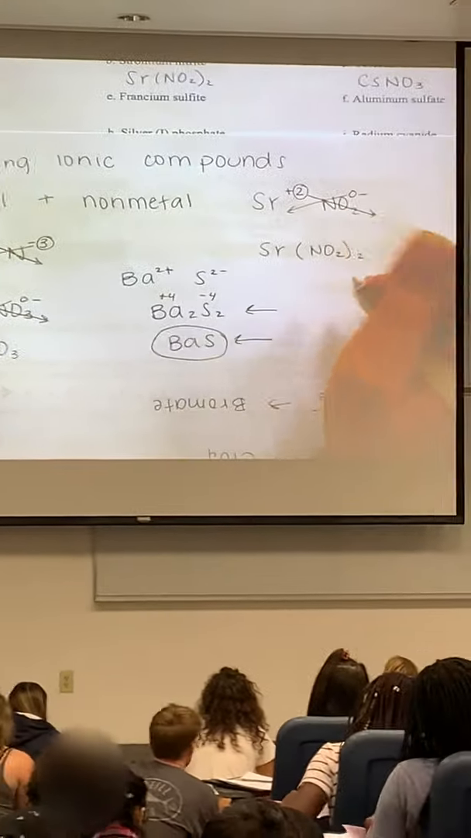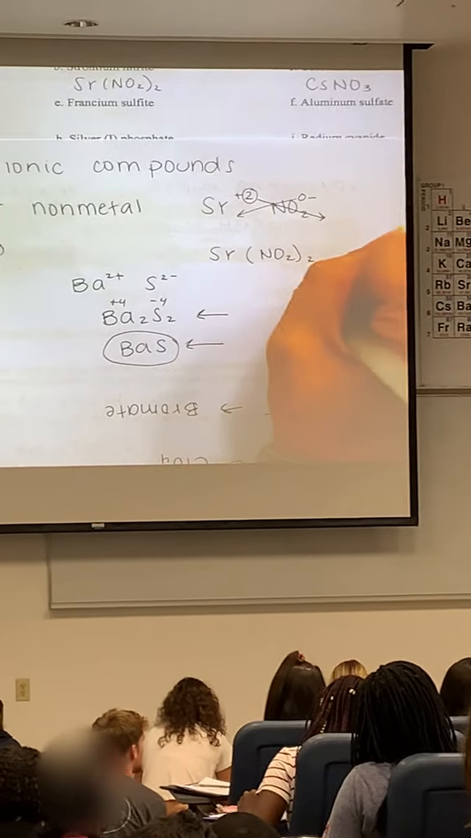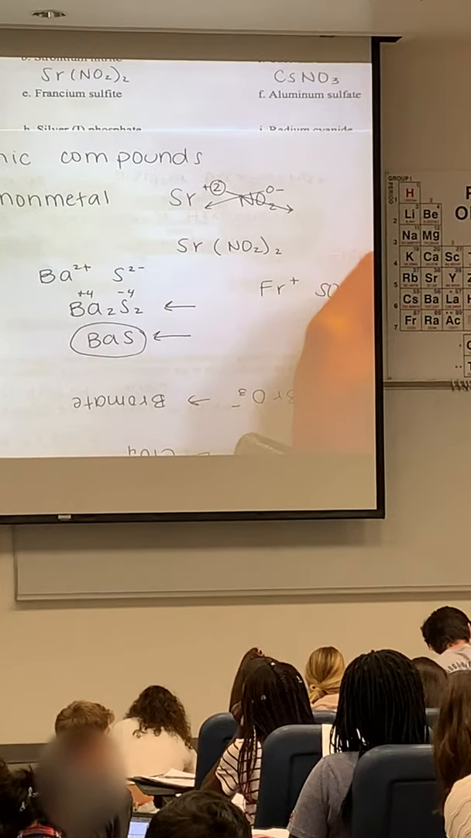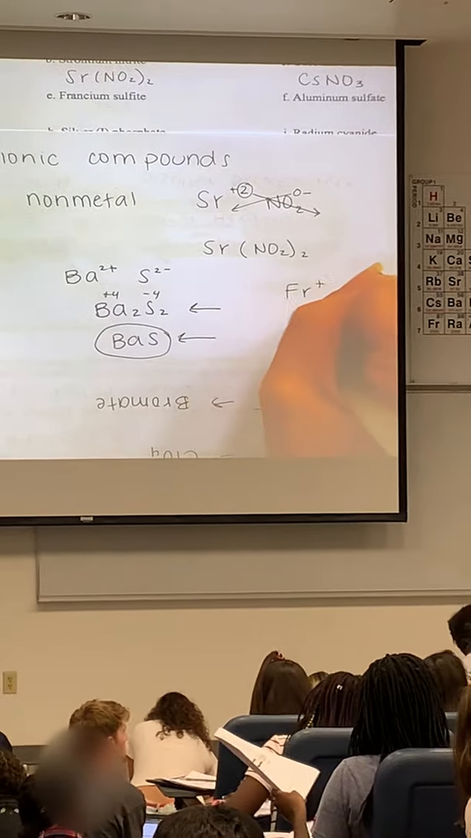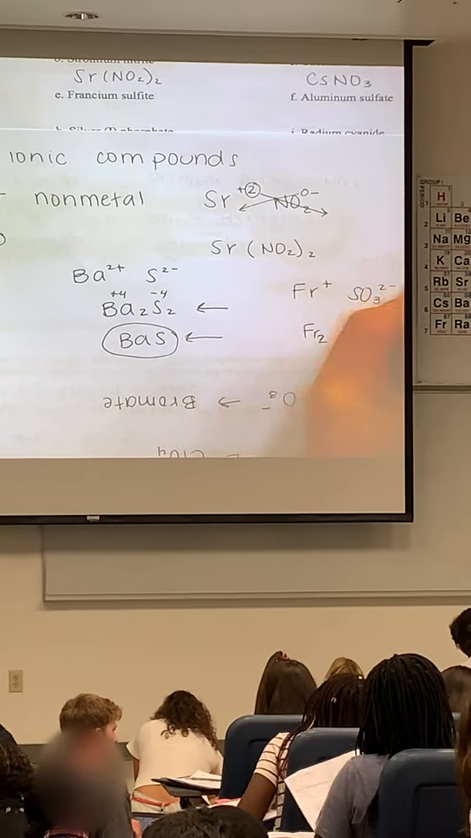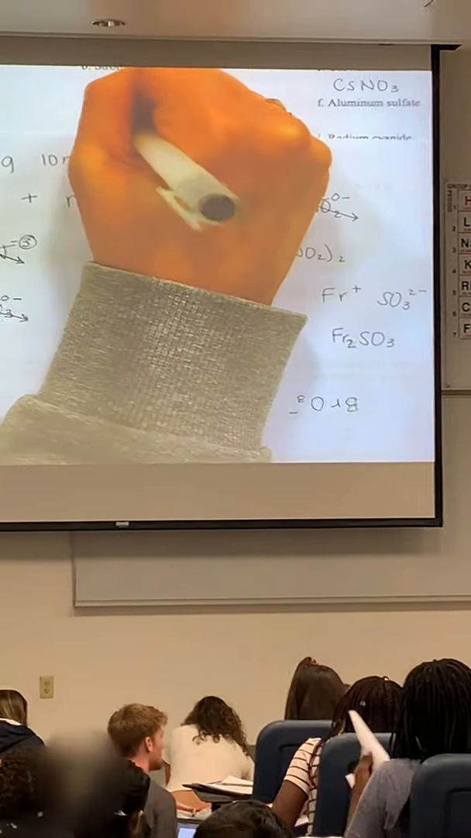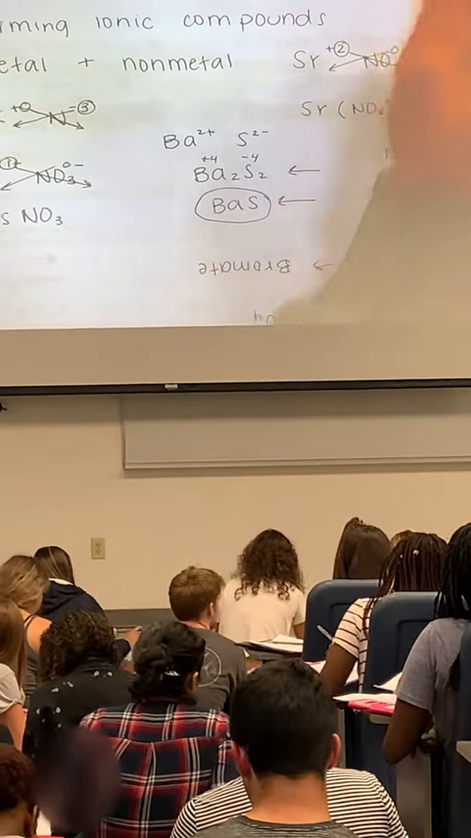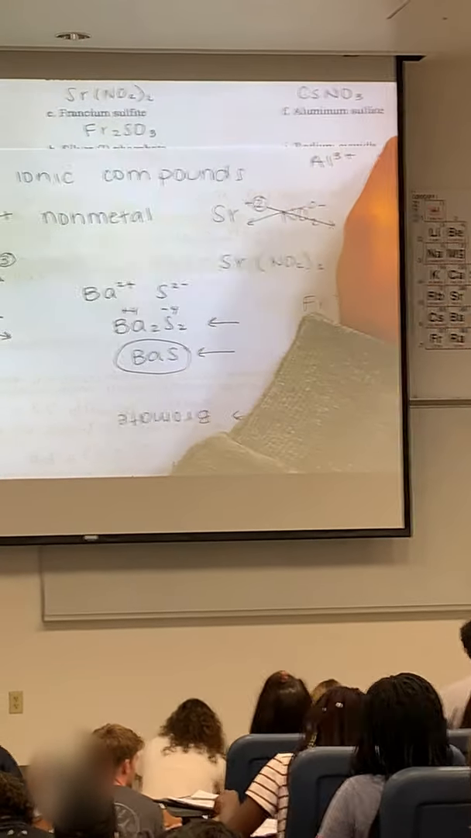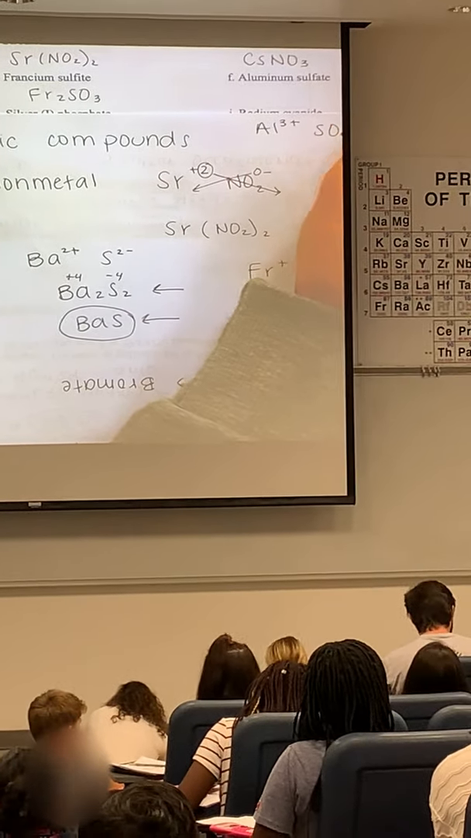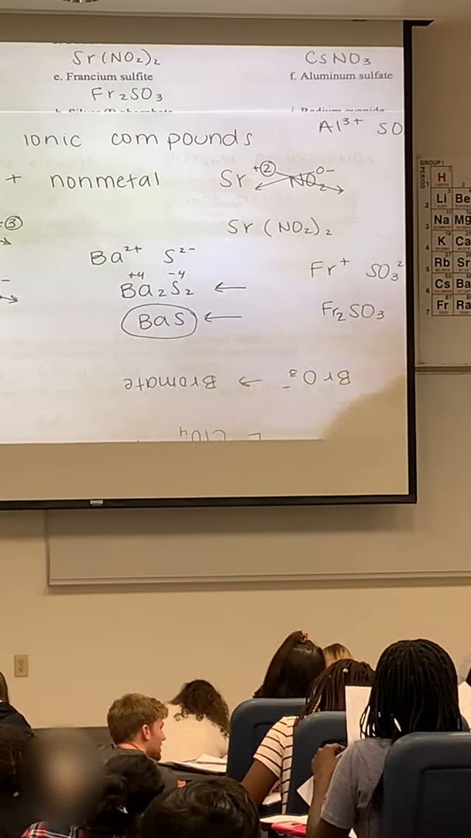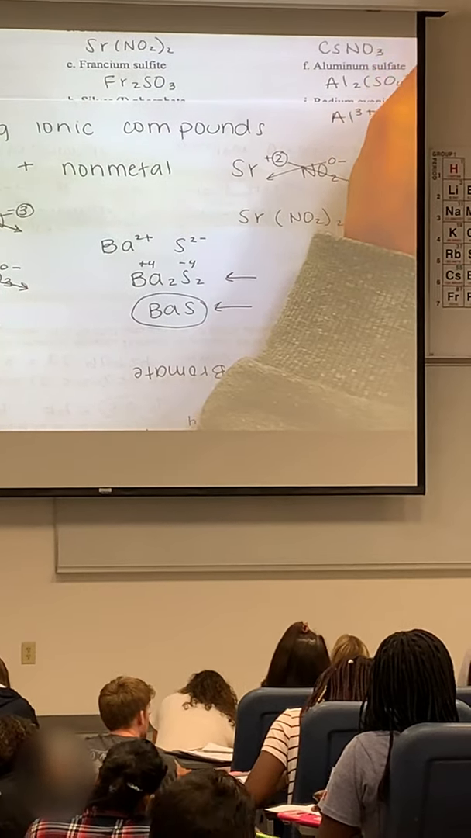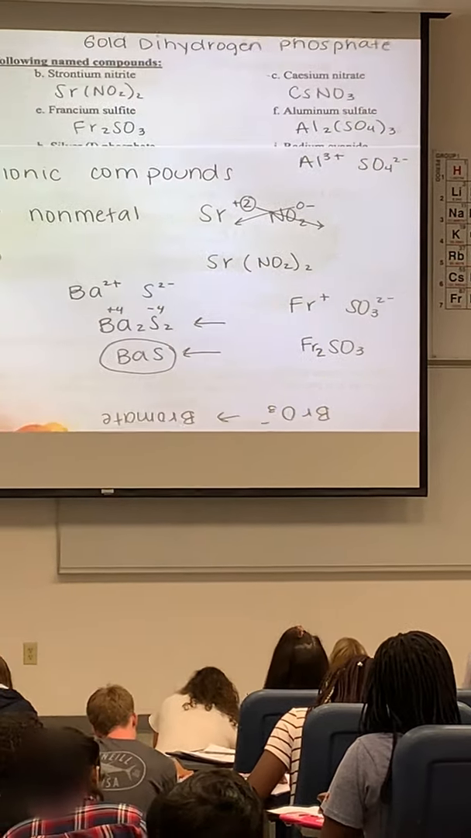So, francium sulfite. Francium, Fr+, sulfite, SO3 2-. So, francium, Fr2SO3. Aluminum sulfate, Al3+, sulfate, SO4 2-. So it's going to be Al2(SO4)3. Sorry.